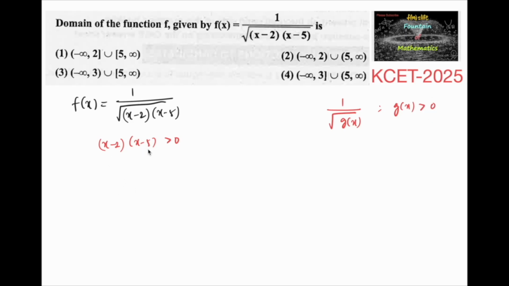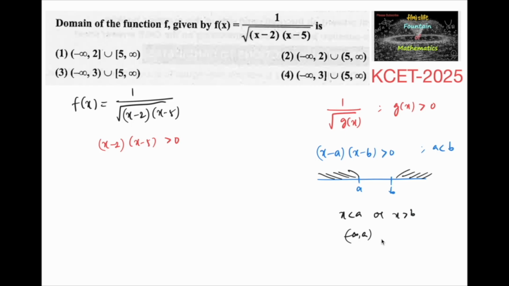So here (x minus 2)(x minus 5) is greater than 0, and we also know that (x minus a)(x minus b) is greater than 0 for a smaller than b. We can consider the solution should be below a and above b, that is x is less than a or x is greater than b, that is (minus infinity, a) union (b, infinity). So here in this case, x minus 2 and x minus 5, we can consider 2 and 5, 2 is smaller than 5, and the region we can consider is below 2 and above 5.